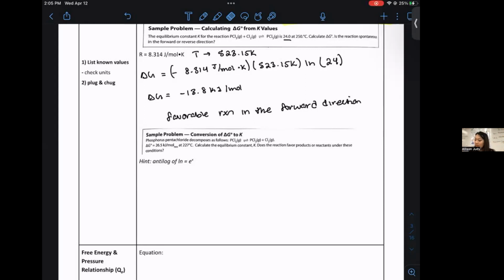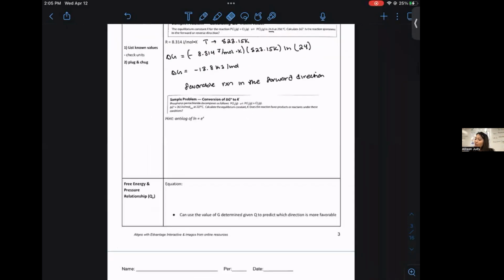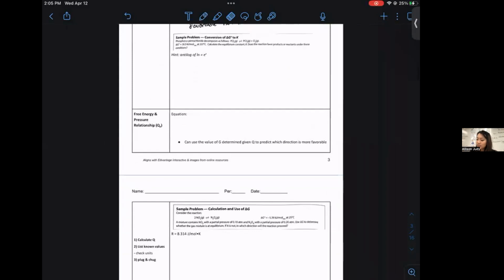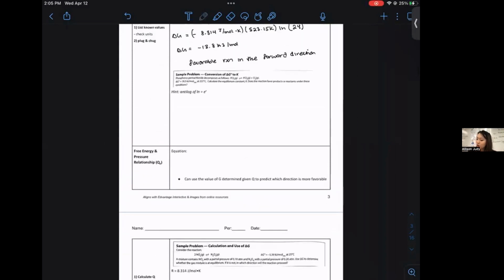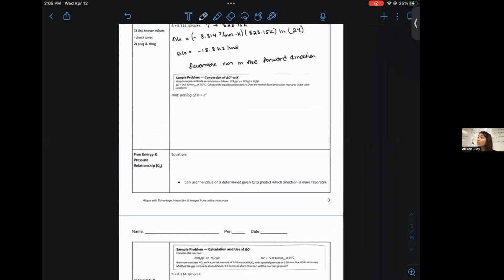Okay, for the last one, I know class is about to end in 2 minutes. Give me a second. We'll do a warm up tomorrow. This equation, we can also connect it to Q. So we can say that G is equal to the change in standard state G for the reaction plus RT ln Q. And that's how we could find, at a non-equilibrium status, where we're at favorability-wise.